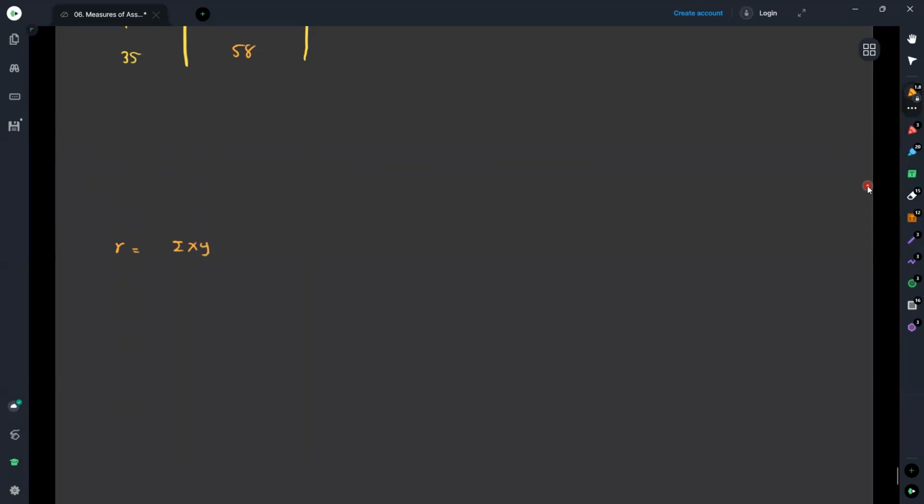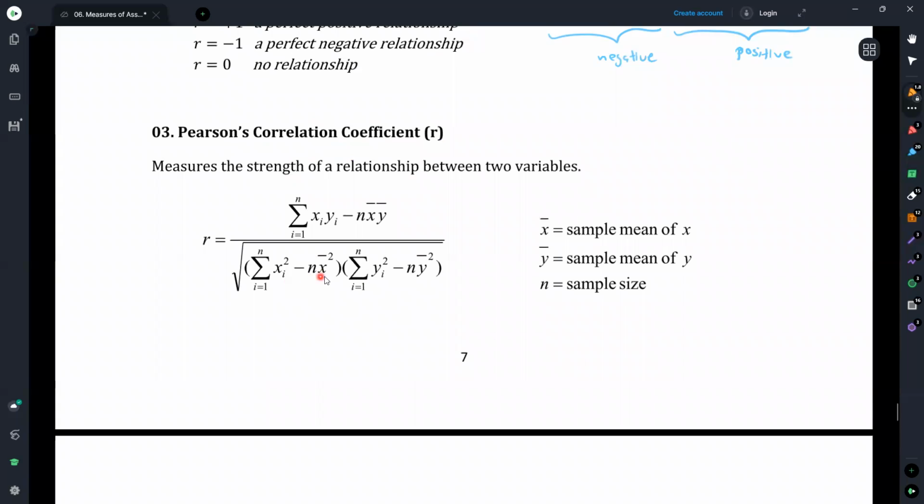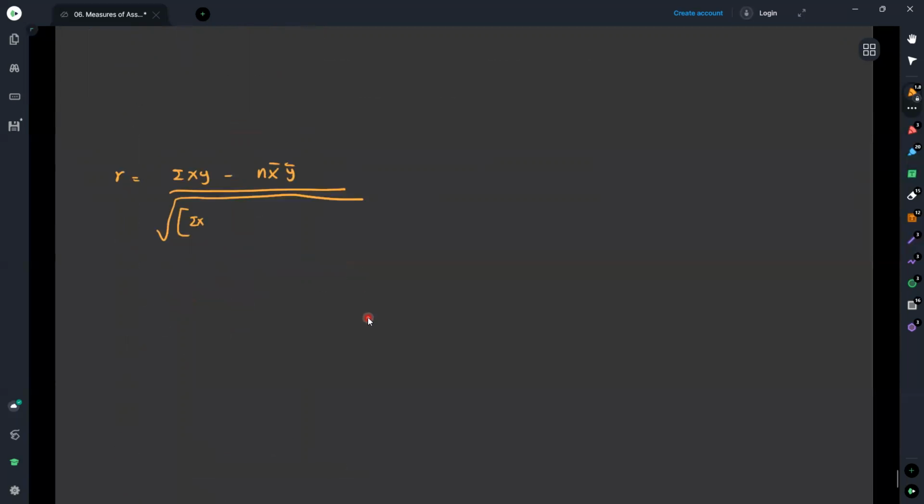summation of xy minus n times x bar times y bar divided by square root of summation of x squared minus n times x bar squared, and then summation of y squared minus n y bar squared. Therefore, this is the equation we are using.